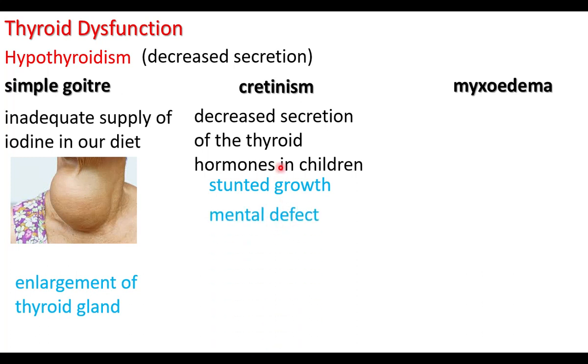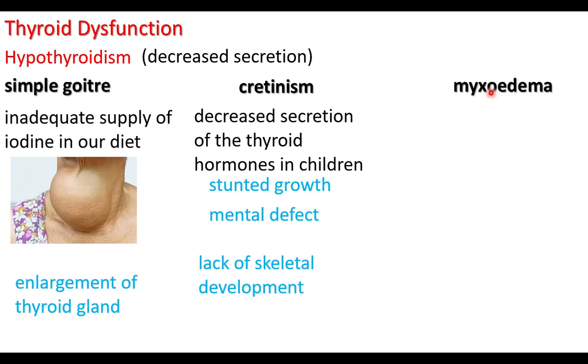This hormone is necessary for normal development of the nervous system. So the children who have cretinism show poor mental development. They are mentally retarded. Their mental capacity is lower than that of normal people. Lack of skeletal development is related to stunted growth.